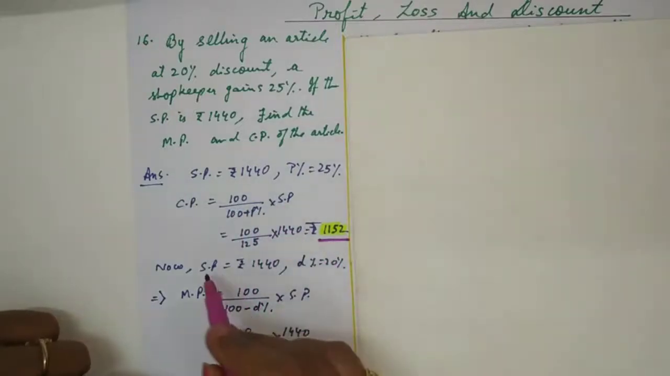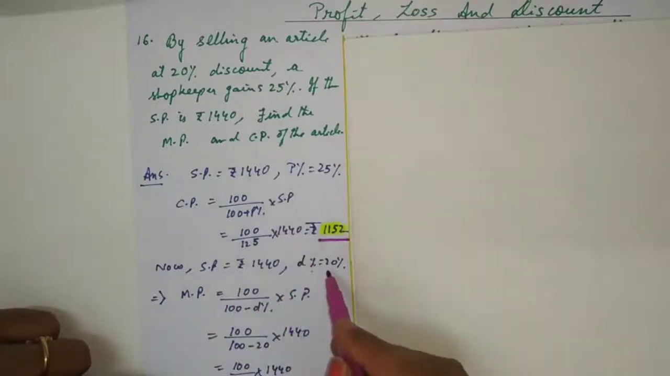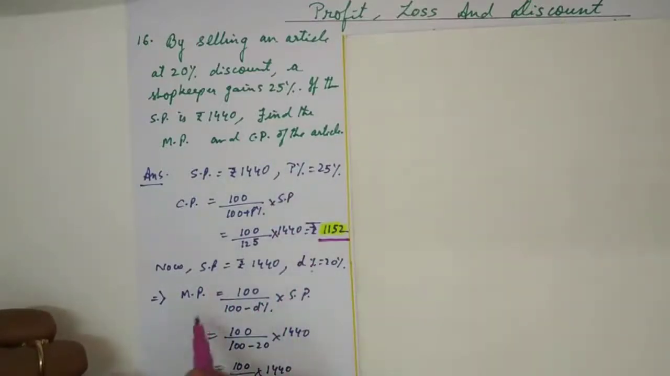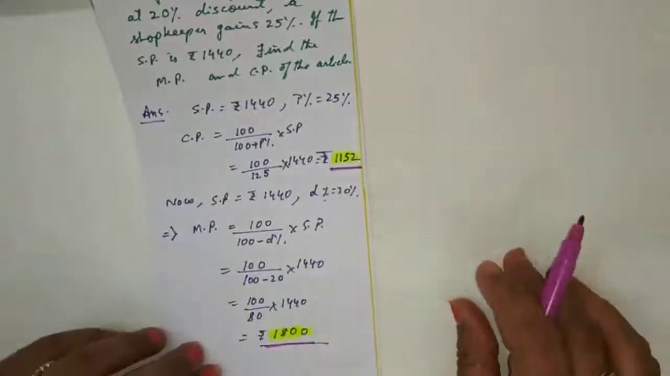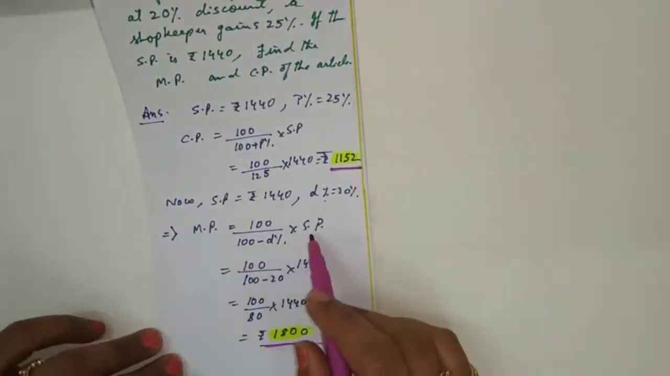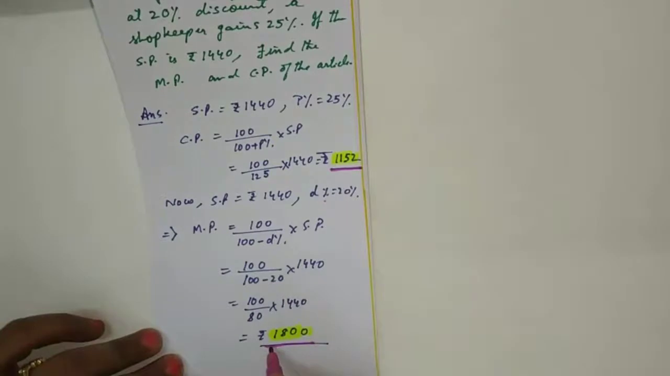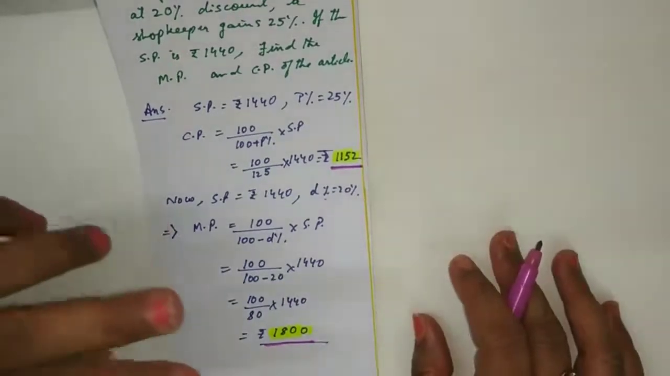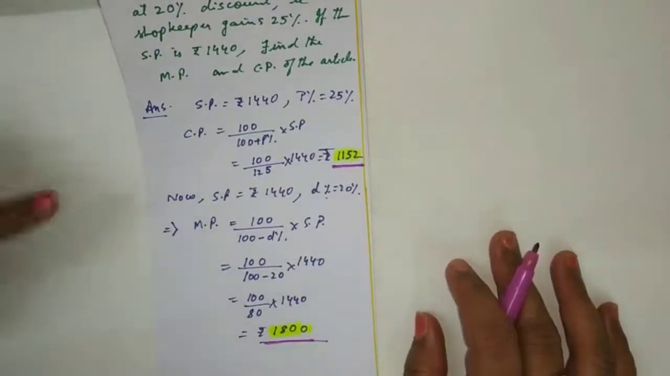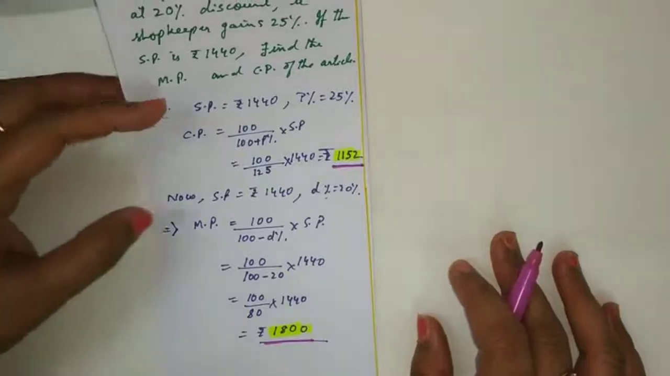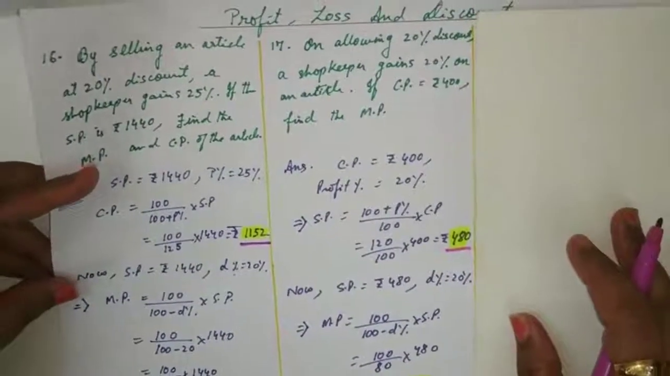The next part. Selling price given, discount percent given. Put the formula of mark price, that is 100 by 100 minus discount percent into SP. Substitute and the answer. By now you have all understood how to write the correct formula, how to substitute, how to calculate. So we don't go into that detail.